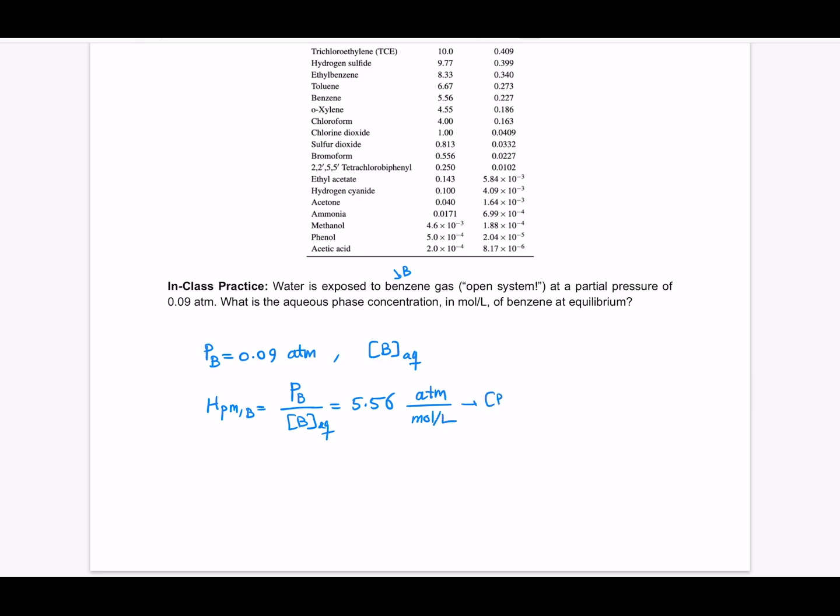So therefore, the concentration of B in the aqueous phase would be 0.9 atmosphere divided by 5.56 atmosphere per mole per liter, equal to 1.6 × 10^-2 mole per liter, or 16 millimolar.